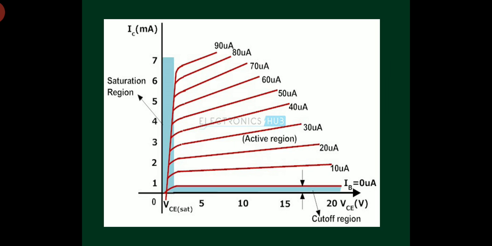So there are three regions in the graph: saturation region, active region and cutoff region. We don't want to make the transistor operate in either cutoff or saturation. We are much more interested in using a transistor in active region in order to use it as an amplifier. Okay, this is about common emitter configuration.